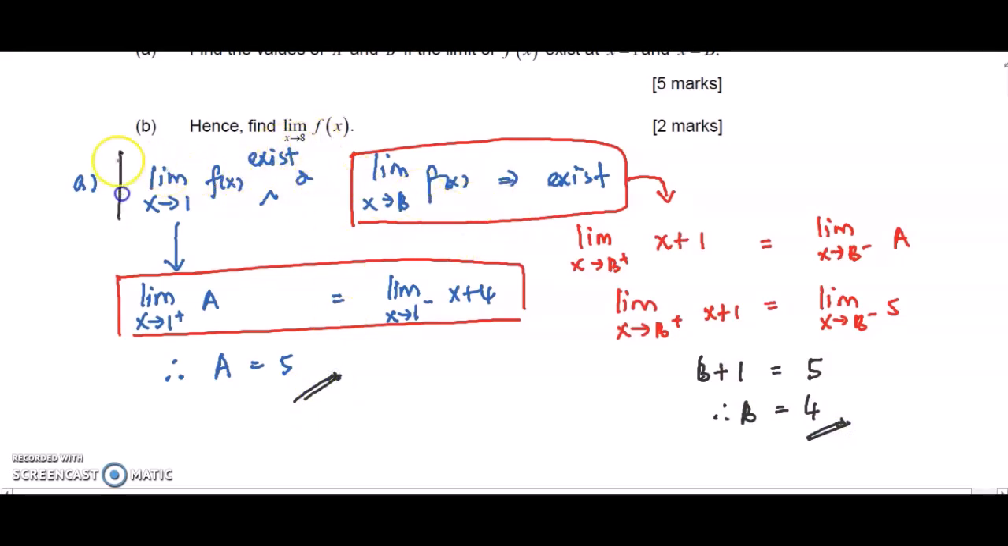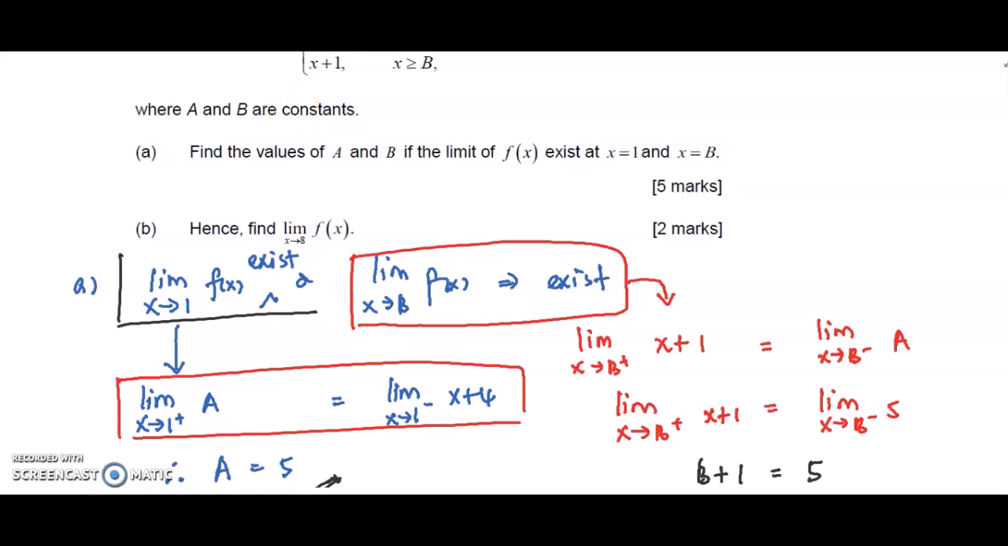Alright, this limit when x approaches 1 exists, and the limit when x approaches b exists. So from here we form two equations. One equation is solved for a and the other equation is solved for b. So let's proceed to the next question.